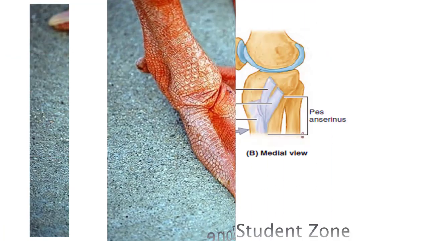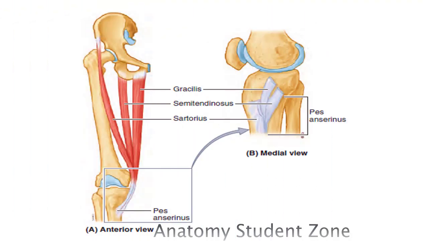As you can see here, from anterior compartment, we are having sartorius. From posterior compartment, we are having semitendinosus. And from a medial compartment or adductor compartment, we are having this gracilis.